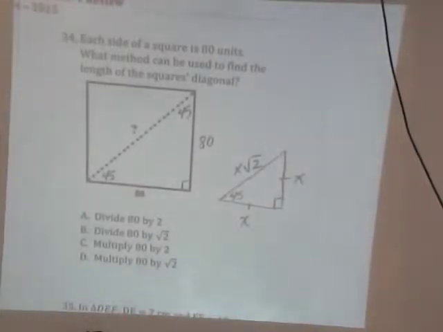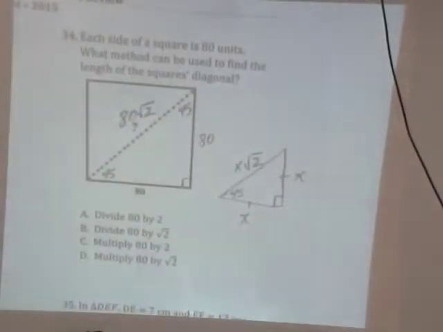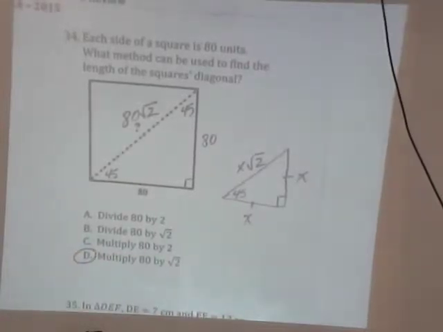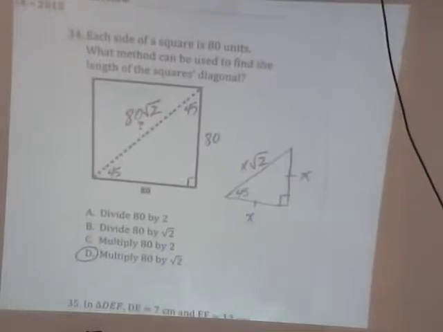It would be 80 times radical 2. Multiply 80 by radical 2. There it is. Everybody okay with that? David, you good with it? Okay.